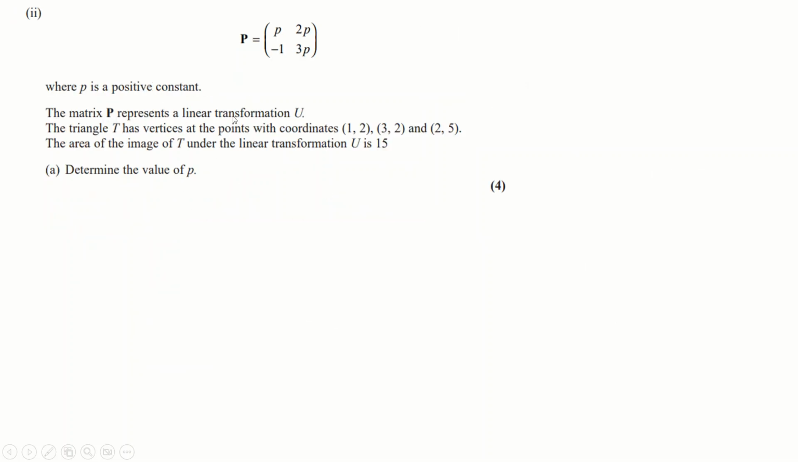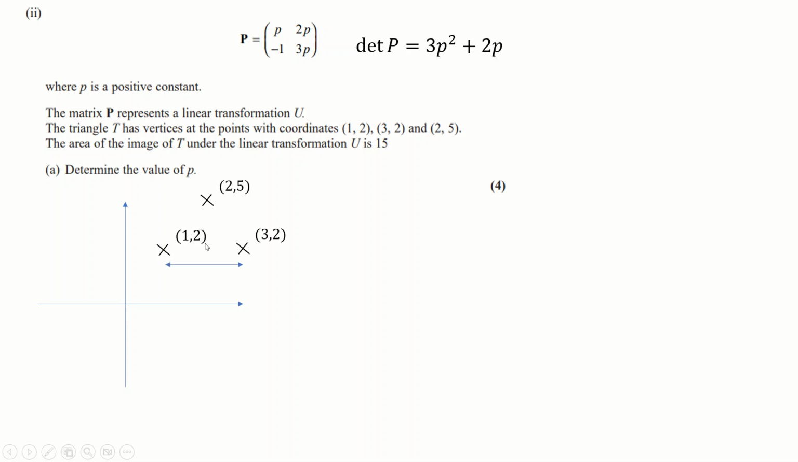Part 2 then, P represents a linear transformation. There's a triangle with these coordinates. Now if you just draw this, firstly I worked out the determinant of P because I kind of knew what I was doing, and it's 3P squared minus 2P. Sorry, plus 2P because it's minus 2P, of course. Now if you draw this original triangle here, it's 1, 2, 3, 2, which is just across 2 places, 2, 5, which is in the middle, up a couple of places. Now, of course, that's the distance of 2 across, and it's the distance of 3 up from 2 to 5, which means the area of this triangle is just a half times 2 times 3, half times base times height, which is, of course, 3.